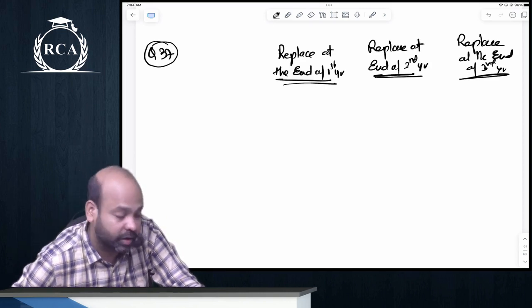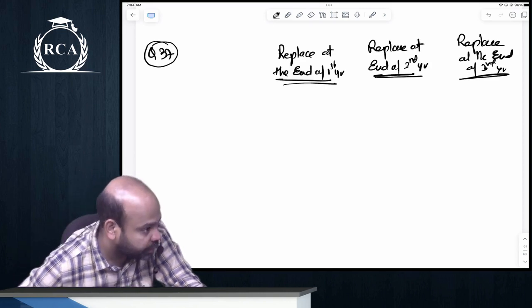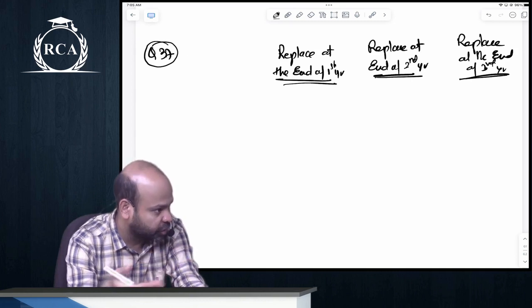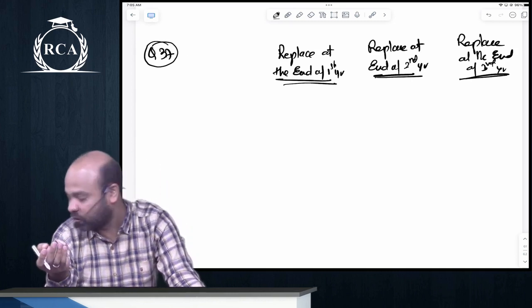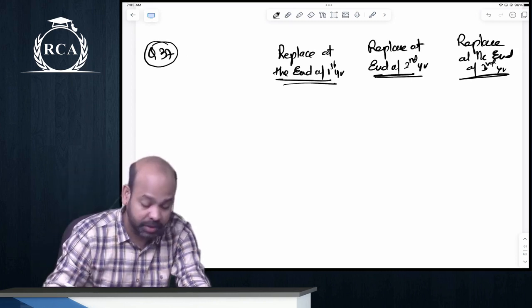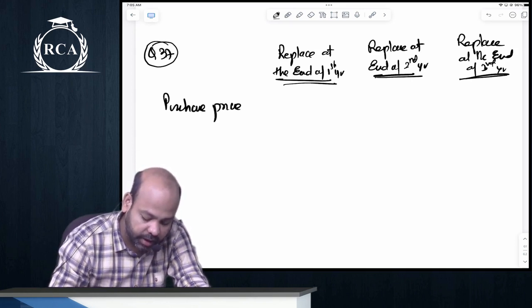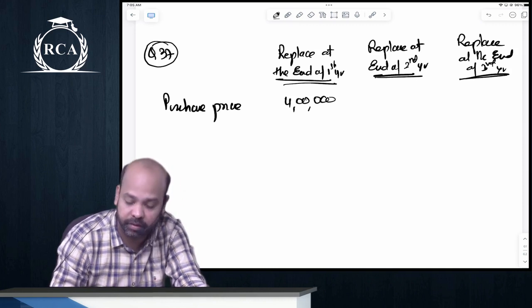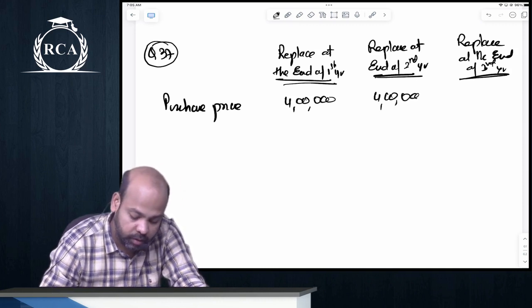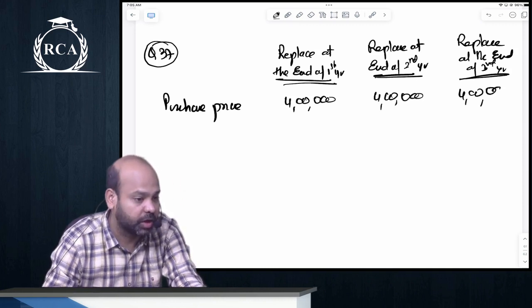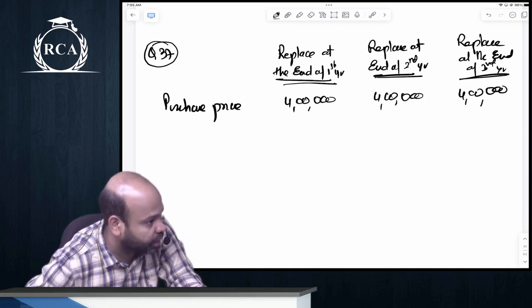Irrespective of the scenario, are you going to buy the asset? Yes or no? Whether you replace it at the end of first year or second year or third year, you will have to buy it first, right? What is the purchase price of the asset? The purchase price that you're incurring today is 4 lakh rupees. It does not matter which option; under all the options, you will be incurring this 4 lakh rupees.